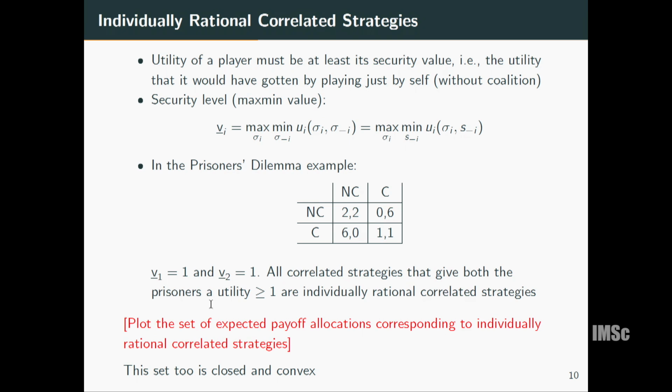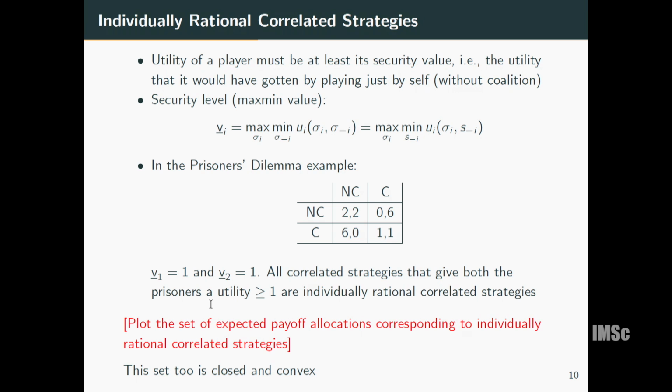It is not a mixed strategy here, but in the definition it is a mixed strategy; right now I am giving you the example with pure strategies. Similarly, here also the same thing, 1 will come. So 1 comma 1 are the security values of prisoner 1 and prisoner 2 respectively. So individually rational correlated strategies will be all those correlated strategies which derive values of at least 1 comma 1. For example, whatever we discussed, CS and CS prime, both are individually rational correlated strategies.